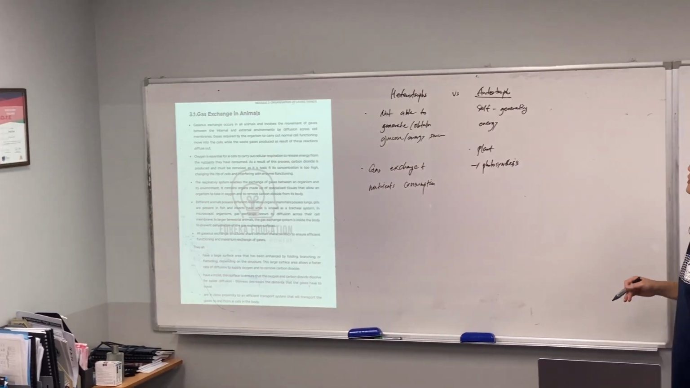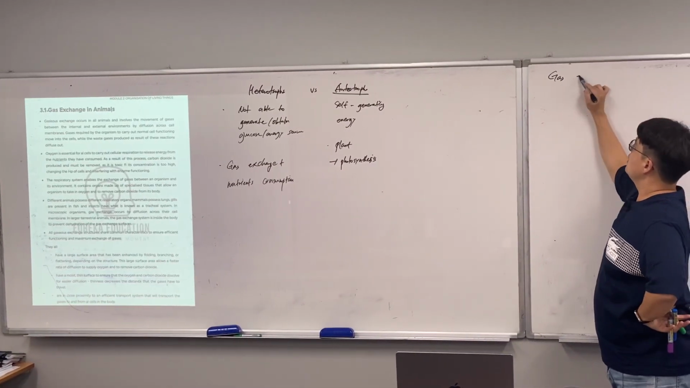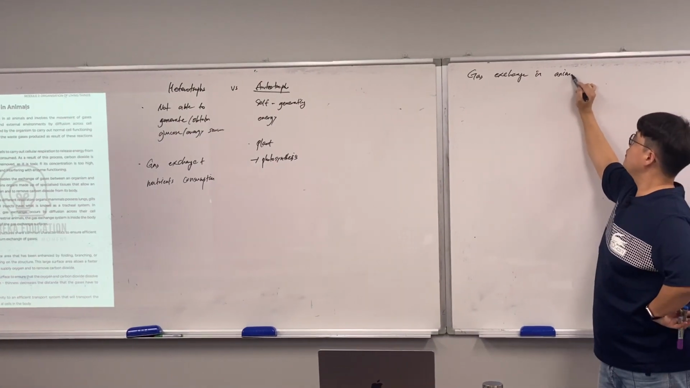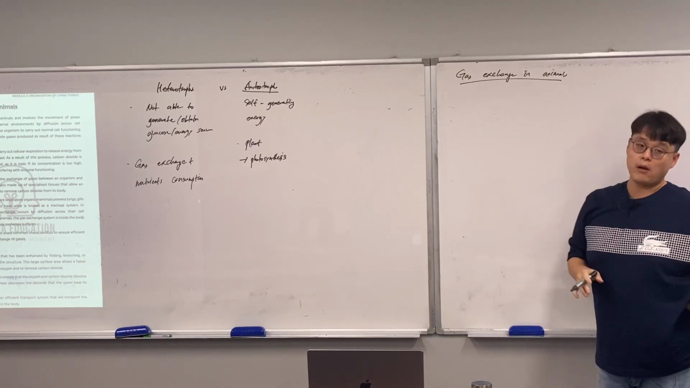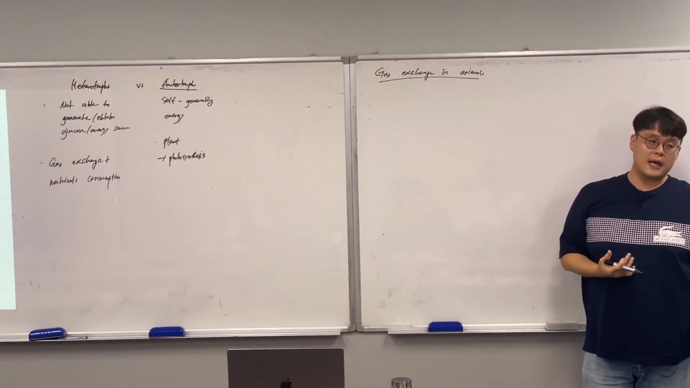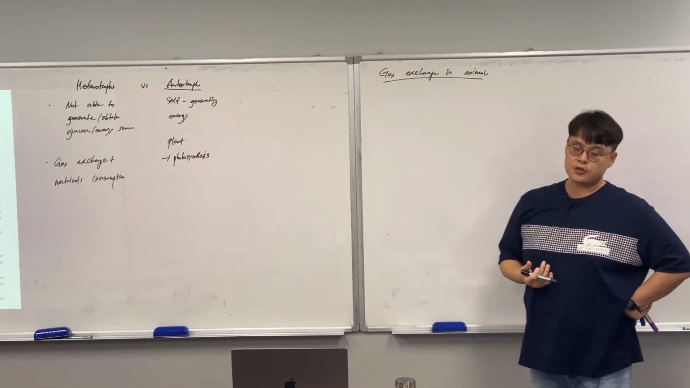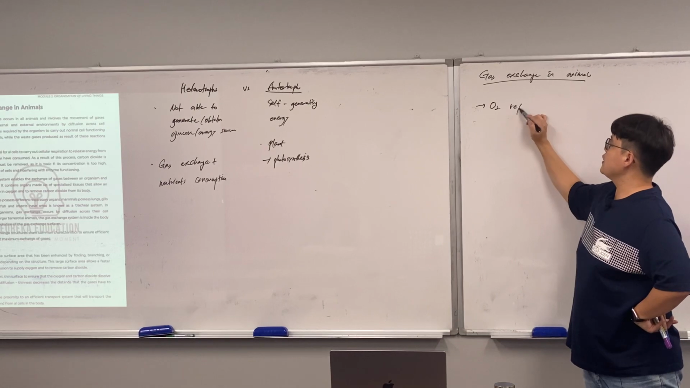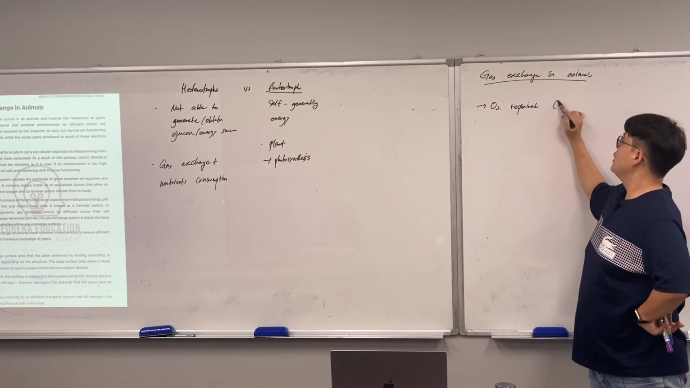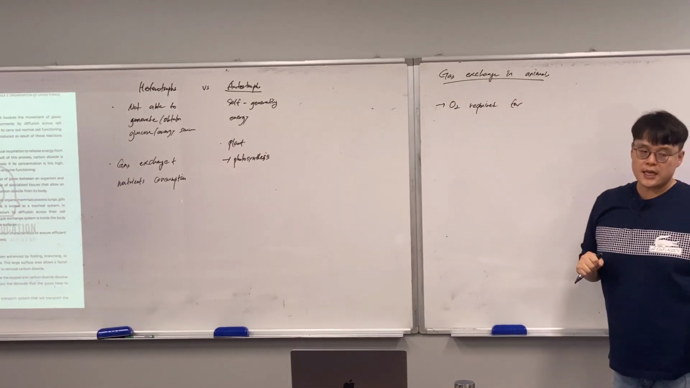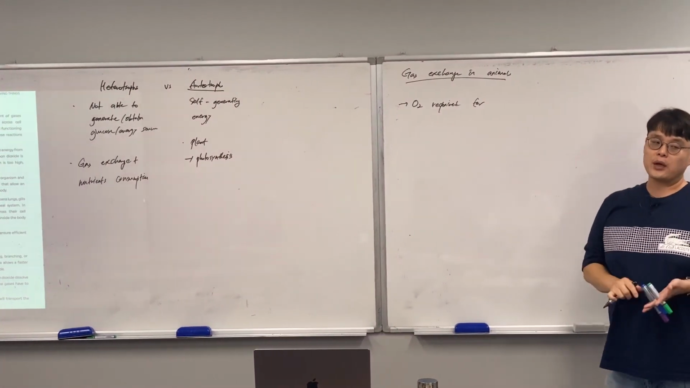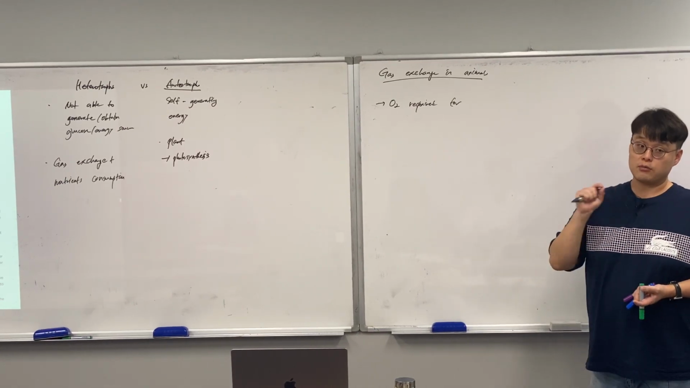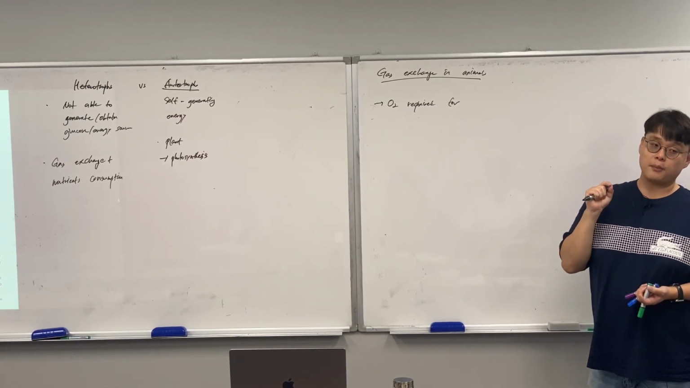So let's talk about the gas exchange first of all. Gas exchange in the animals. First of all, whether autotrophs or heterotrophs, we all need oxygen gas. Oxygen gas is required. Now, Eric, why do we need oxygen gas? All the animals require oxygen gas for what? I mean, this is why we breathe. But why do we need oxygen in the body?